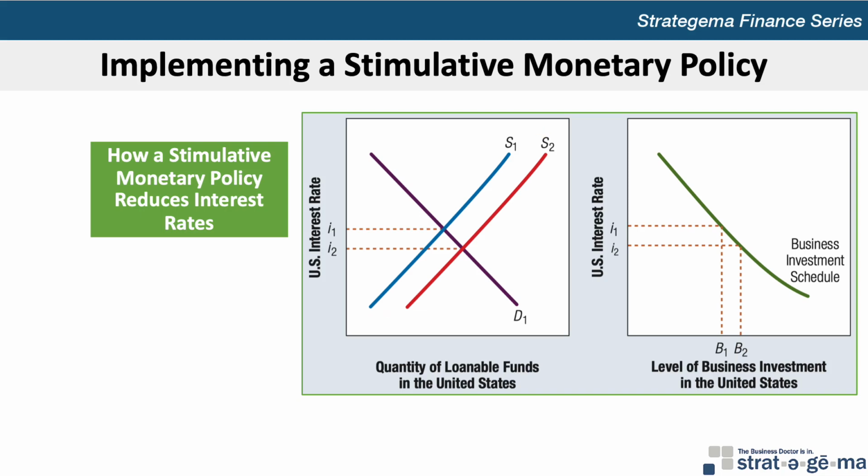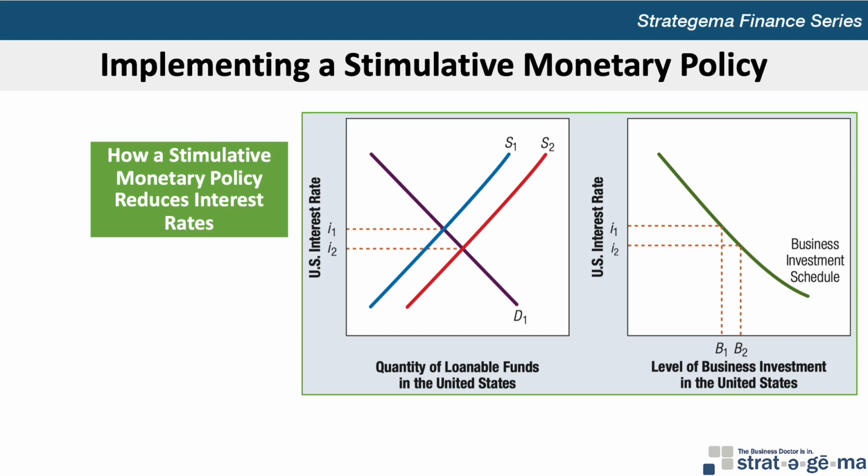Given the shift in the supply curve for loanable funds, the quantity of loanable funds supplied exceeds the quantity of loanable funds demanded at the interest rate level I1. The equilibrium interest rate will therefore decrease to I2, the level at which quantities of loanable funds supplied and demanded are equal. As shown in the graph on the right, once the equilibrium interest rate declines to I2, the level of business investment in new projects increases to B2.